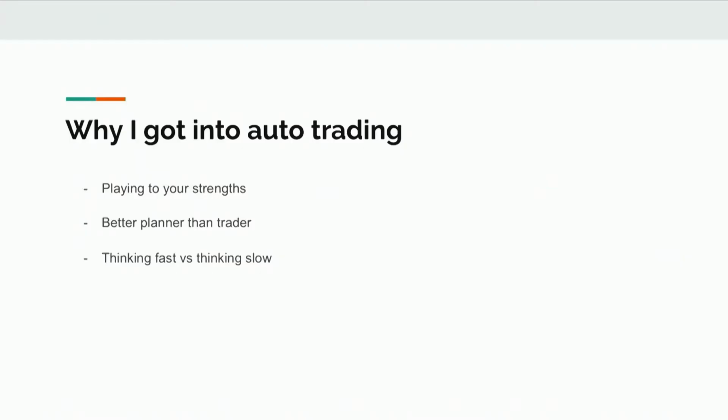And then a better planner and trader, and thinking fast versus thinking slow. So Sean is going to be up next after me, and he is a very fast trader, low float, and that's the way his brain works. He can think on the fly, he can make plans, he can do that. I'm just not that. Right?